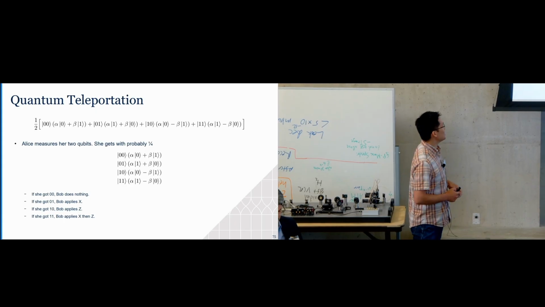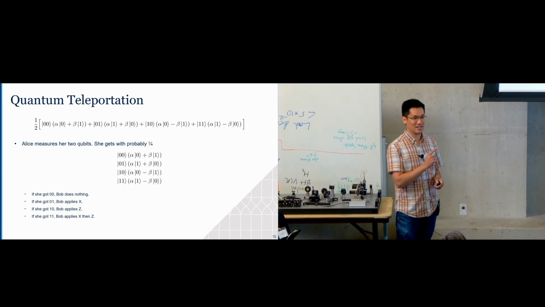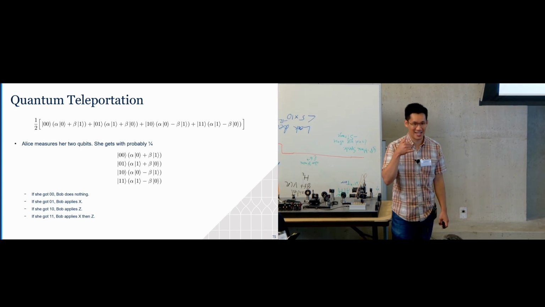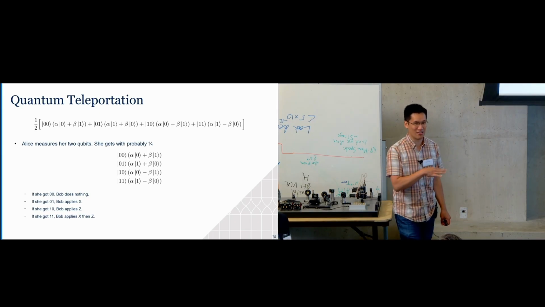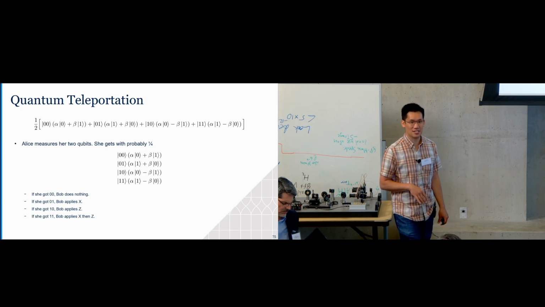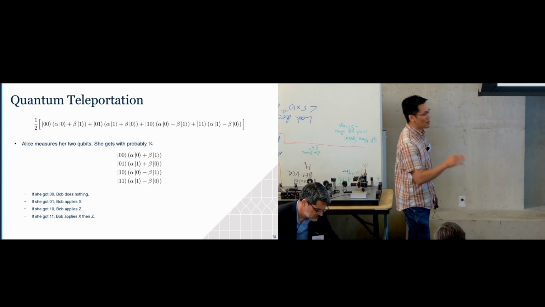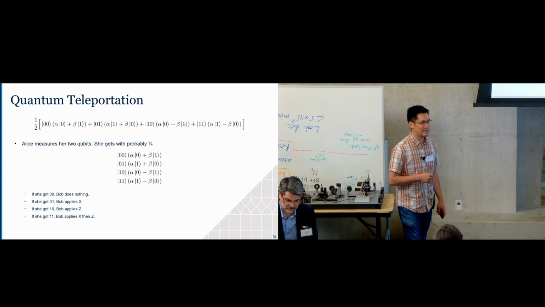And so you can see here that this can't happen faster than light, because Alice has to call Bob. This is a classical communication, which is bound by the speed of light, in order to tell him what he needs to do, whether it's nothing or apply some gates. And so you can already see from here that just because you have entanglement doesn't mean you can teleport information faster than light.